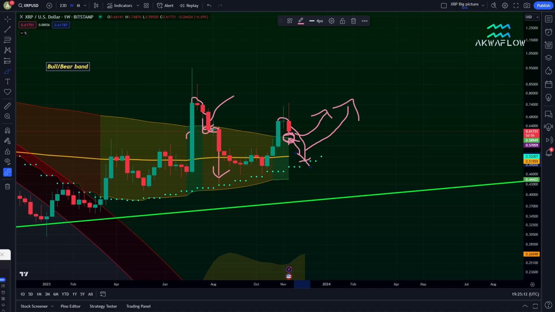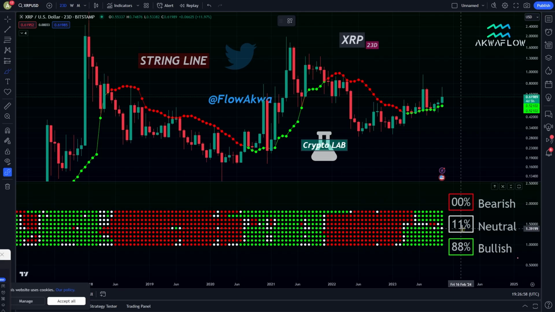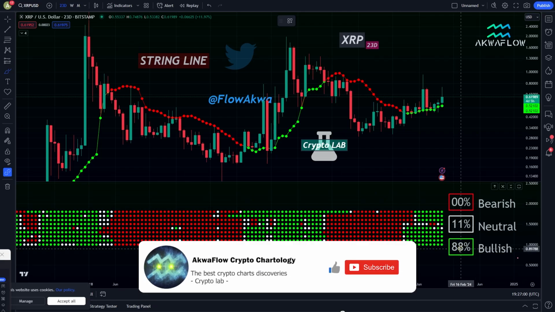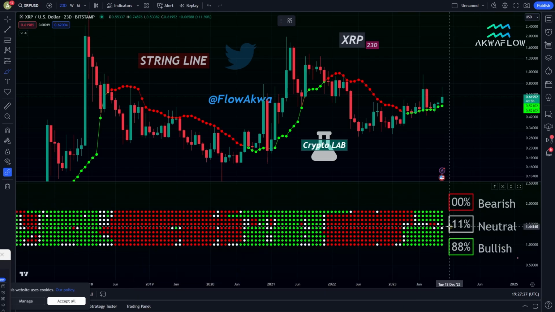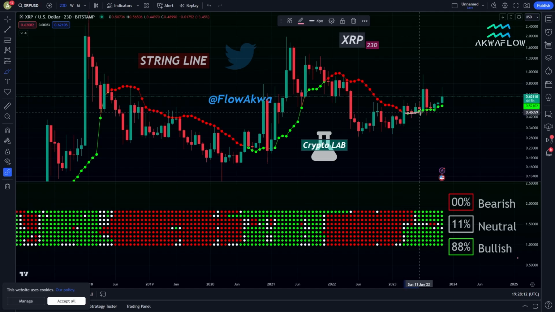It's time to move to the next chart, the XRP bull bear index chart. So as I speak, XRP is at 88% bullish and at 11% neutral. That's why there is no reason to be scared. Despite the current pullback of the price, you can see that XRP is still bullish. We are still holding the string line as a strong support, and XRP is trending above it.